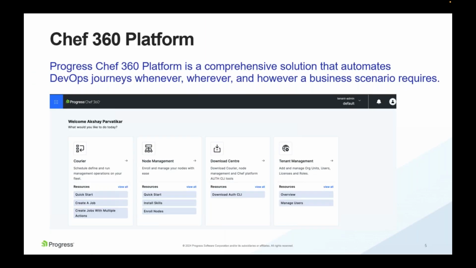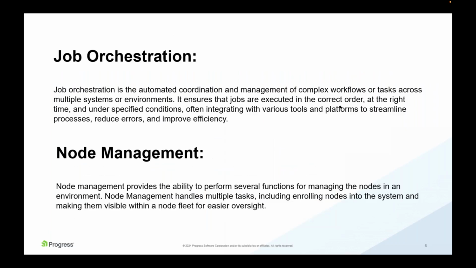As we all know, Chef's strength lies in CLI and the ability to work with the complexity of the scenarios. We are now trying to have the same solidity in our user interface. The Chef 360 platform is a comprehensive solution that automates a DevOps journey whenever, wherever, and however the business scenario requires. In today's demo, we will concentrate on two main aspects, node management and job orchestration using Chef user interface.